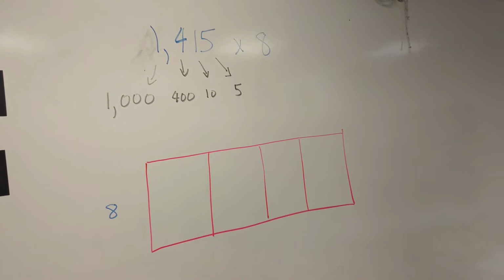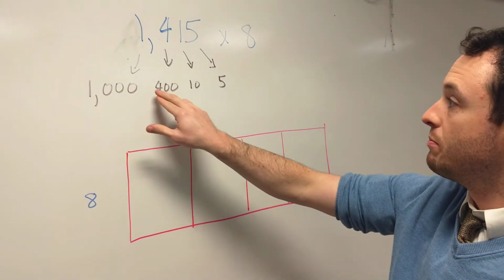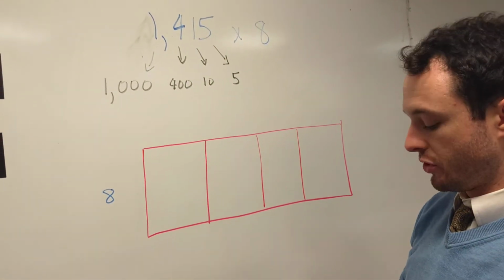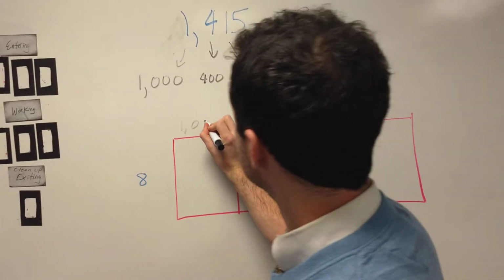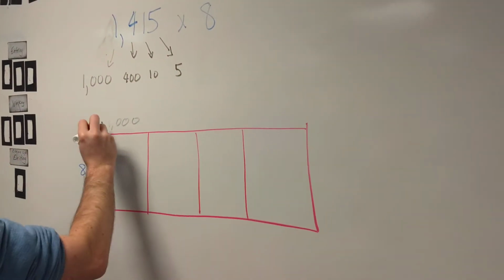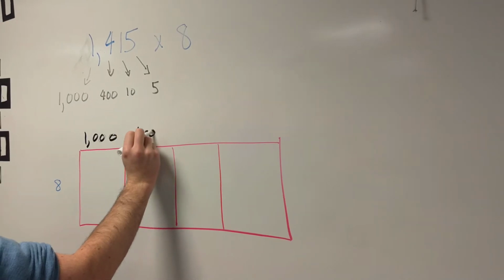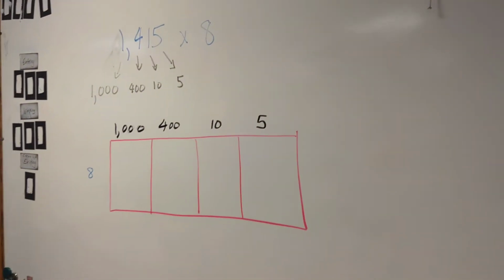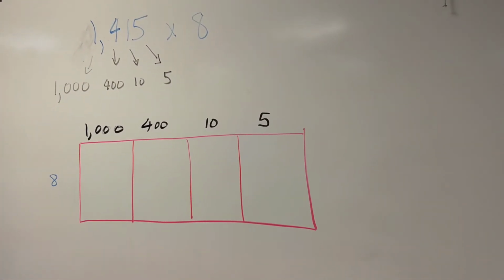All right. Now I'm going to label the top of my boxes with the decomposed parts of my other factor. So I'm going to start with 1,000. This marker's a little bum. 1,000. That's better. 400, 10, and 5. All right. So now the first thing I'm going to do is multiply 8 times 1,000.